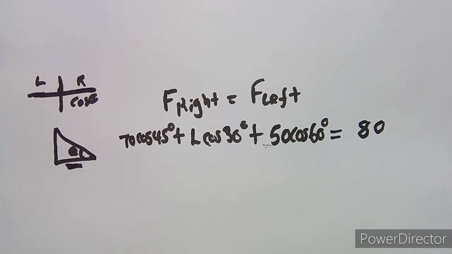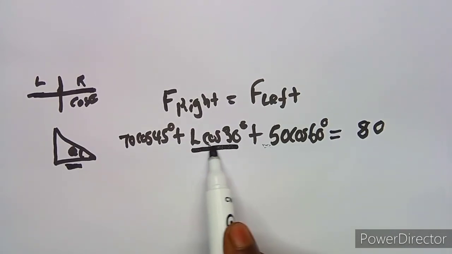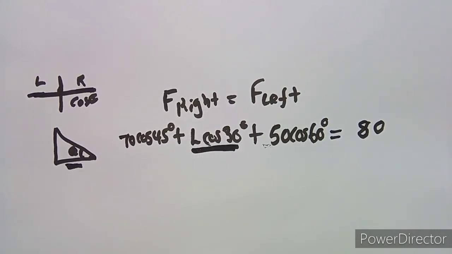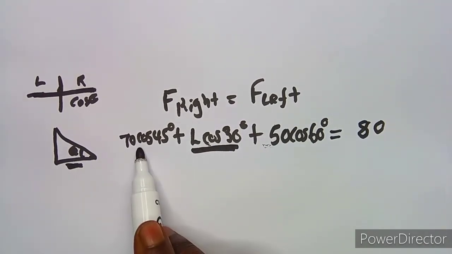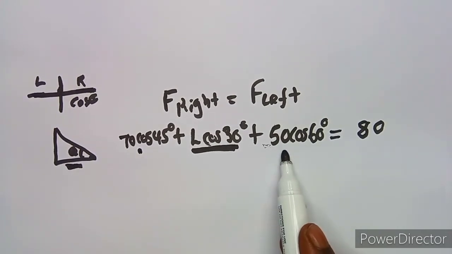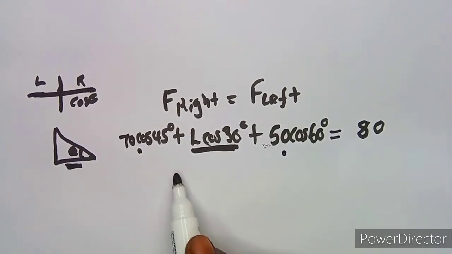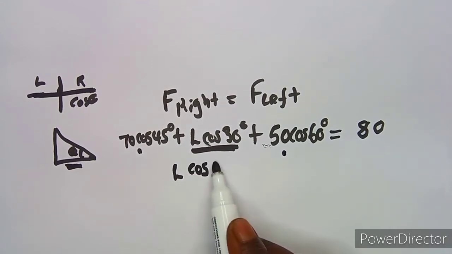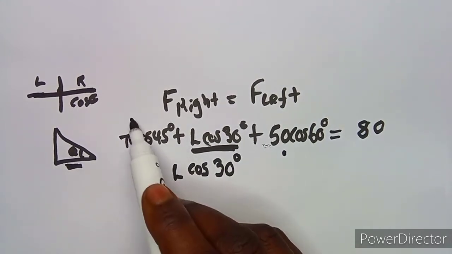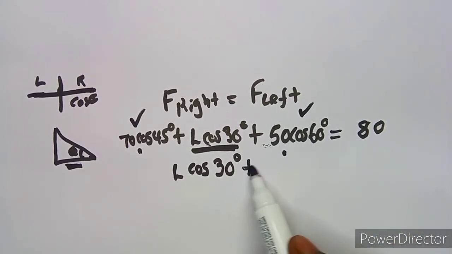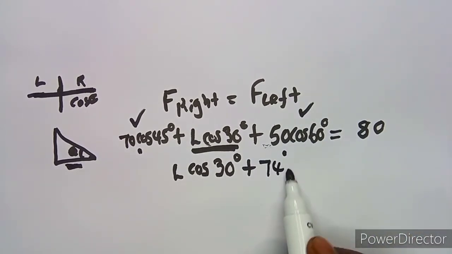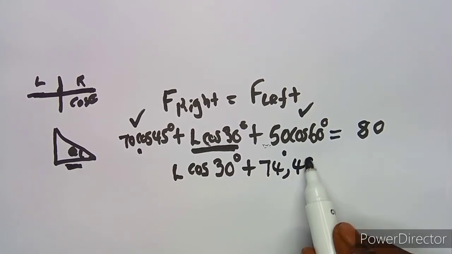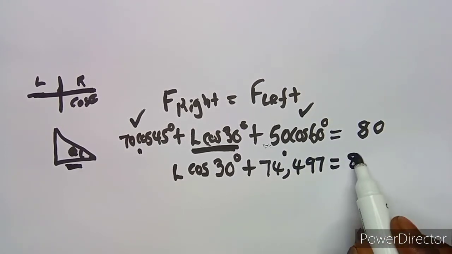All right. So what am I going to do to calculate? As I can see, I'm having L here, which I can calculate from this part, because this is what I want to calculate. So we can simplify from 70 cos 45, 50 cos 60. You can choose to add these, and you're going to be left with L cos 30 degrees. Add these two, you're going to obtain 74.497 if you round off properly, which is equal to 80.